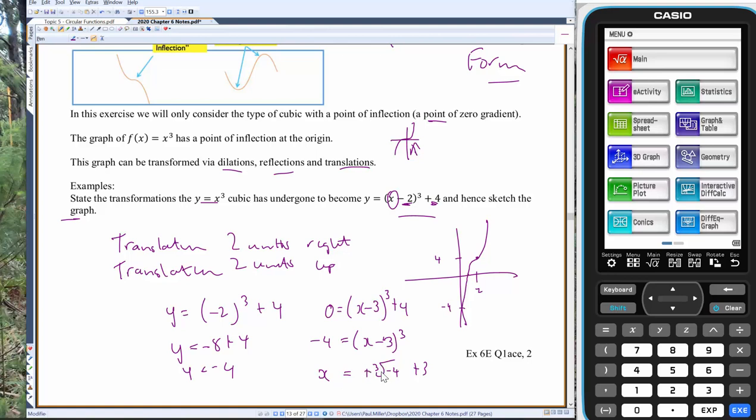Now what is the third root of -4? I've got no idea, but what I know is that's the coordinate where that happens. So I'm going to label that as the third root of -4 plus 3, 0 as my x-intercept. Right, so there's the questions for 6E, 1 and 2. That should be a little bit of revision for what we've already done.